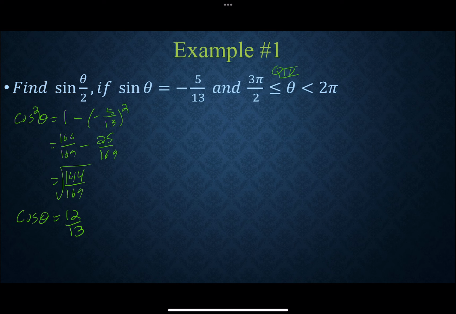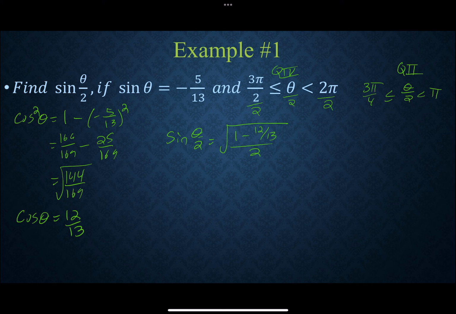Now, for the half angle quadrant, for whether or not I'm using the plus or minus, I do have to cut all the angles in half. That gets me 3 pi over 4 to theta over 2 to pi. So we are in half of quadrant 2, and in quadrant 2, the sine theta over 2 formula is going to be a positive one. So we're going to say sine theta over 2 is the positive square root of 1 minus our cosine value, all divided by 2.